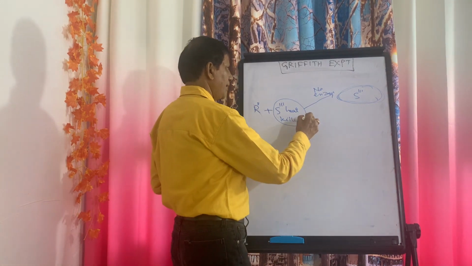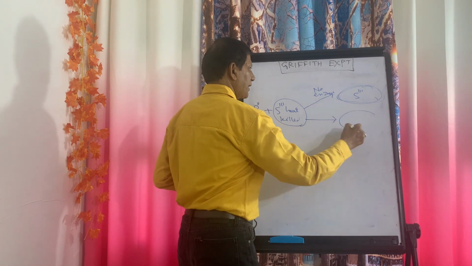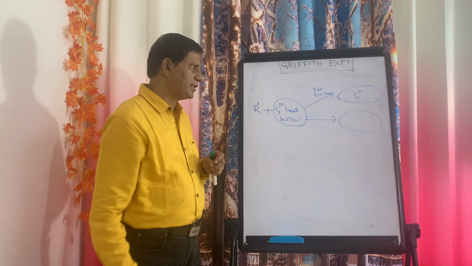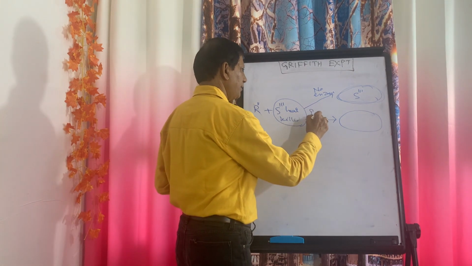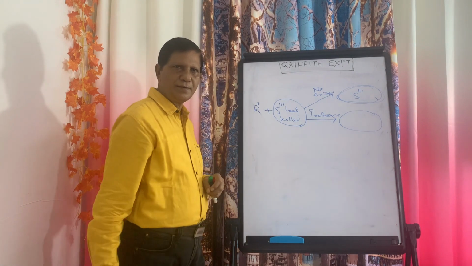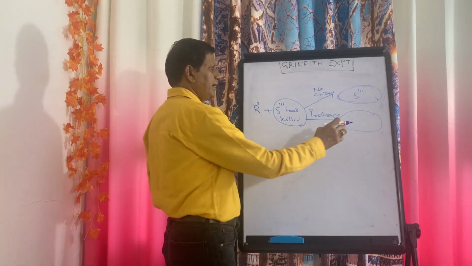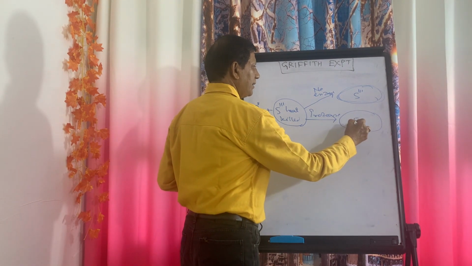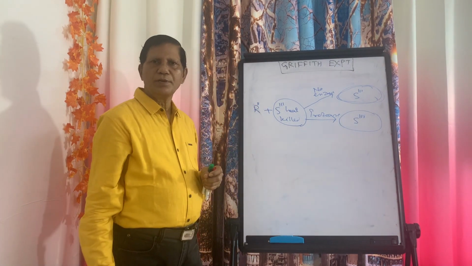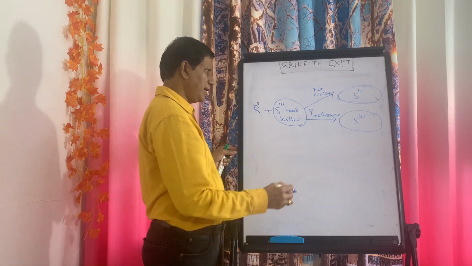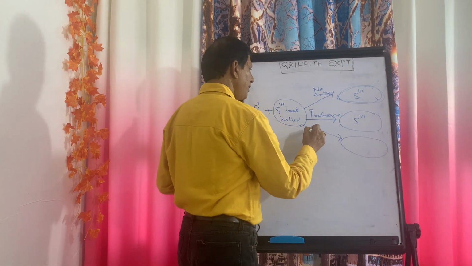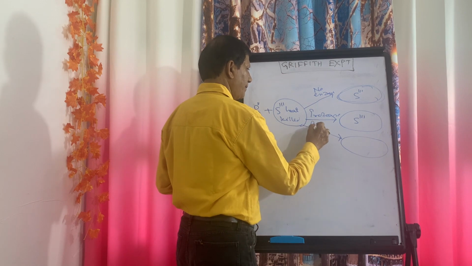Second, in another set of experiment, this S3 heat kill form was treated with the protease enzyme. That means the proteins will be degenerated. And here it was found that there is again S3 type of Streptococcus pneumoniae.